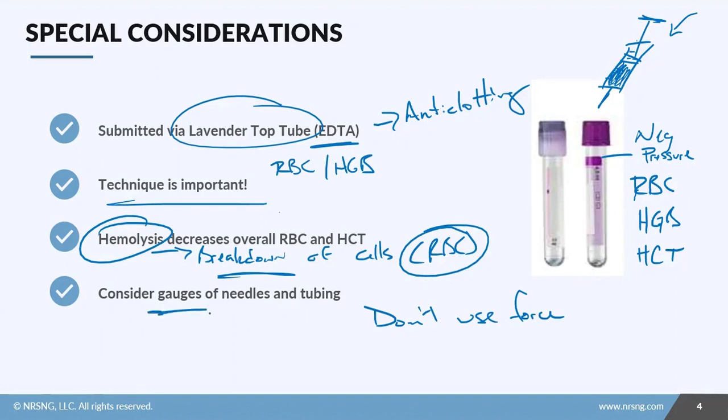Also, consider the size of the gauge of the needles that you're using. If your patient's a tough stick and you are using a lot of force to create negative pressure in the syringe, you're also going to get the breakdown of the red blood cells. So we want to keep that from happening. We want to get good sticks. If you need help, reach out to those veteran phlebotomists or veteran nurses. Sometimes you have to get providers involved, but make sure you're getting good samples when you're submitting these to the lab.